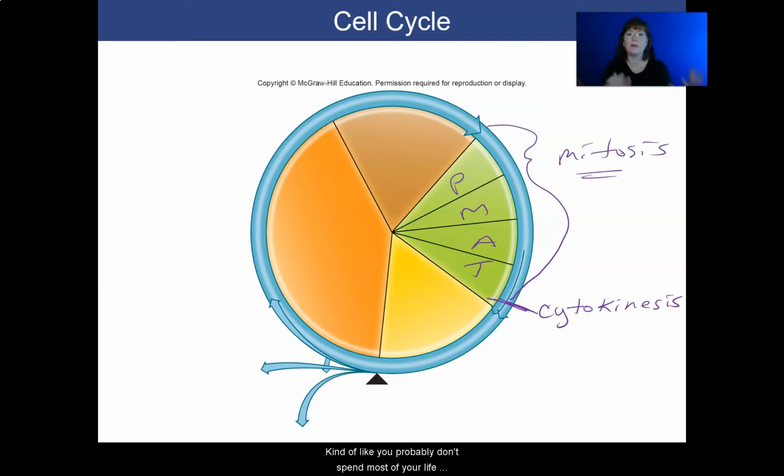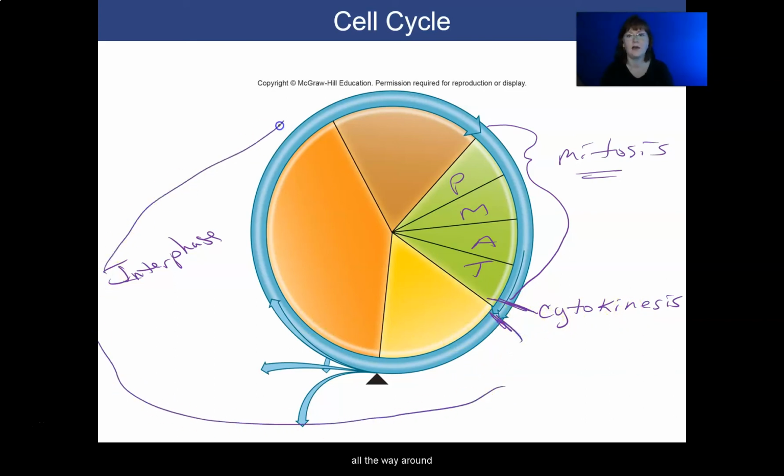We'll get into mitosis in a minute, but most of the cell's life is spent outside of mitosis. Kind of like you probably don't spend most of your life reproducing and producing offspring. You spend your life doing other things as well. So the rest of that cell cycle is called interphase. And that goes all the way from here, all the way around until we start mitosis.